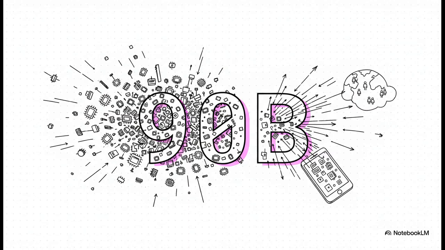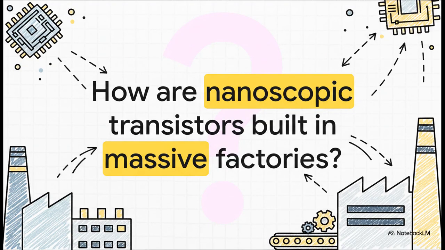To get a sense of the scale we're dealing with here, just get this. A single smartphone can have over 90 billion transistors inside. That's more than 10 times the number of people on the entire planet, all crammed into a device that fits right in your pocket. It's a number that's almost impossible to wrap your head around. So that's the big question, right? How is it even possible to build something on a nanoscopic scale inside these factories that are literally the size of cities? That's the huge paradox of modern engineering that we're about to unravel.